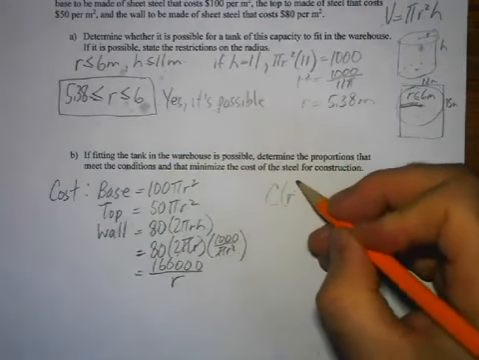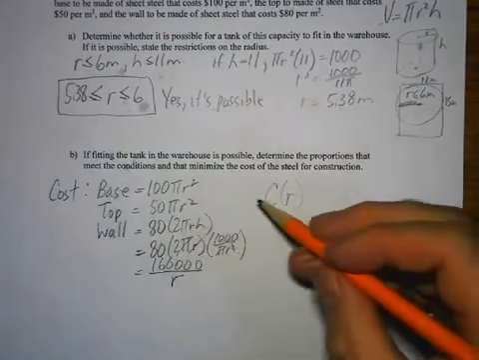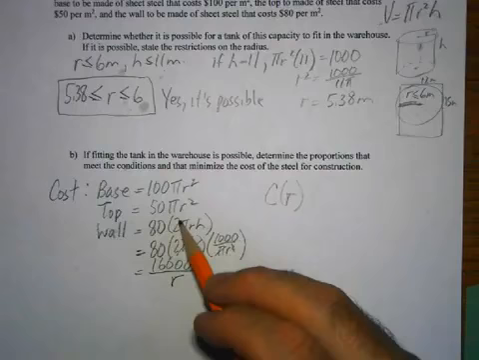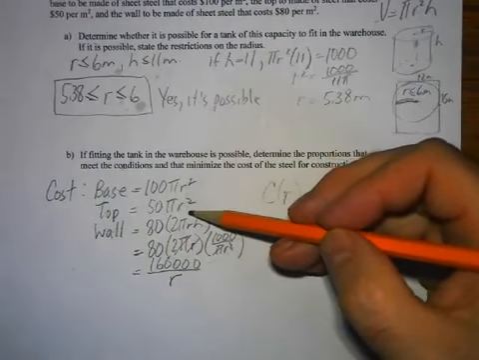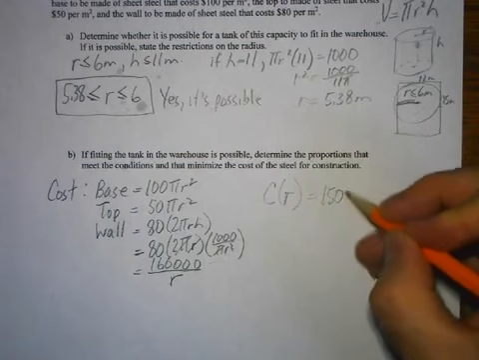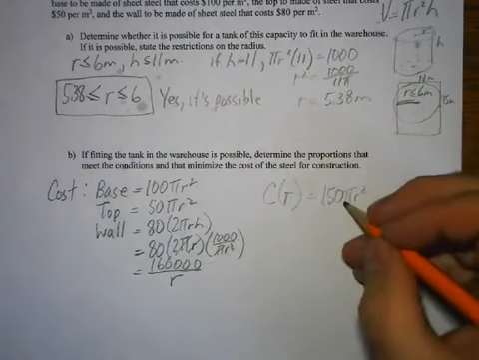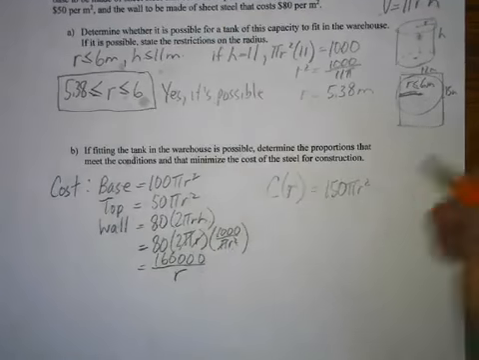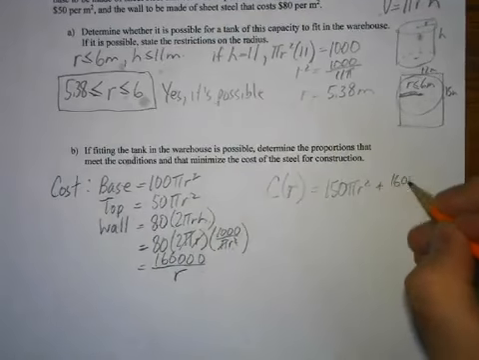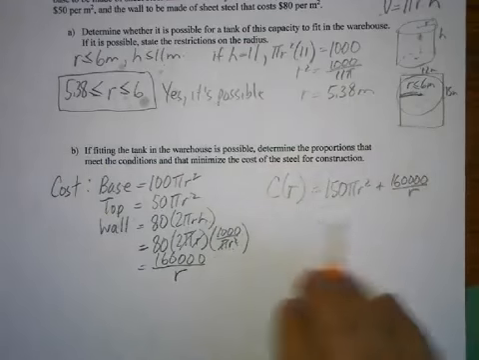Okay? So what I'm going to do now is have a cost function with the radius as the input. So it's basically combining all 3 of these together. These 2 we can easily combine. That's 150 pi r squared. And then we just add on this cost, 160,000 over r. There's our formula for the cost.